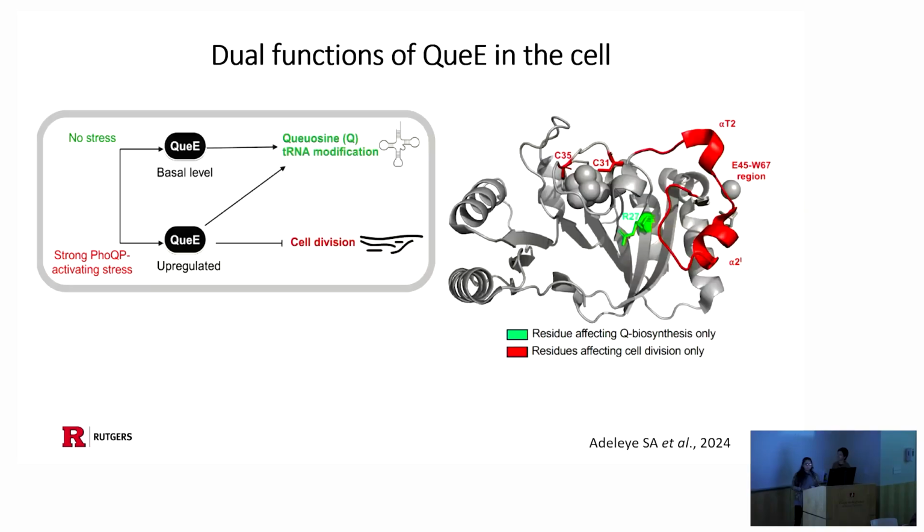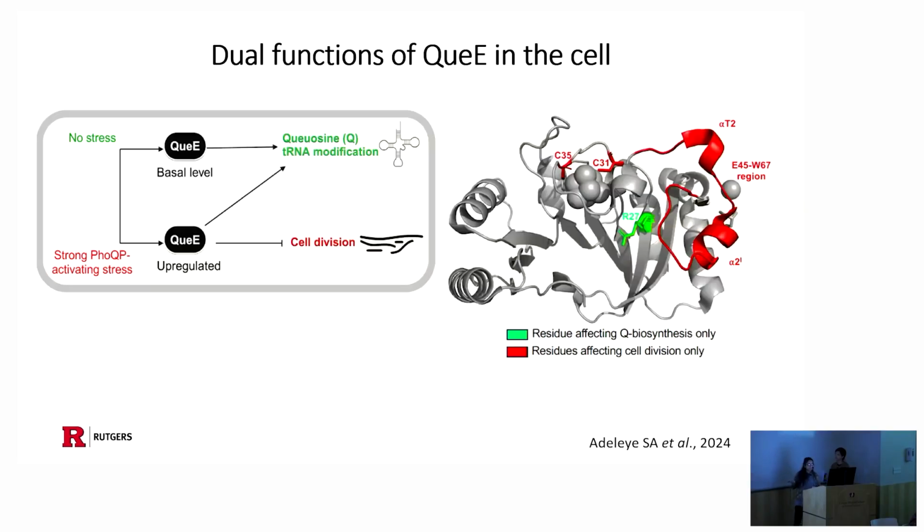but it also plays a role in inhibiting cell division. And here in the model that we see to your right, it shows residues that affect Q biosynthesis only, and in red we can see residues that affect cell division only. Now, what we know is that there's a dual function of QueE in the cell, but again, these residues were found by alanine screening mutagenesis, and we found this through microscopy.